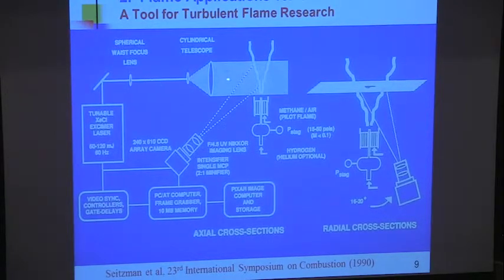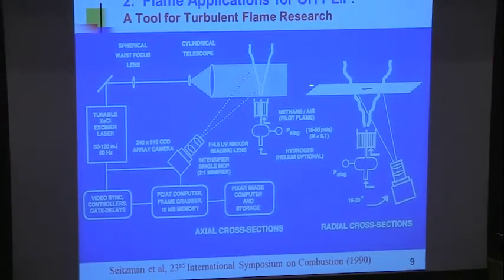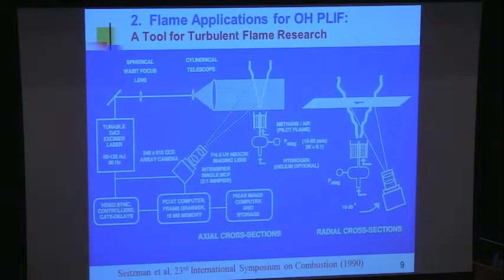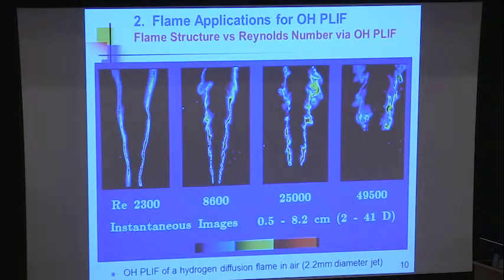Now you can illuminate the plane in the vertical direction, or you can put it in the horizontal direction. I'll show you. So this gives you an axial cross-section or a radial cross-section. These are the pictures that he took back in that period in time. This is a 2 millimeter diameter jet, OH PLIF. Now, these are false color displays of the signal intensity. They're proportional to the amount of OH in the absorbing quantum state.